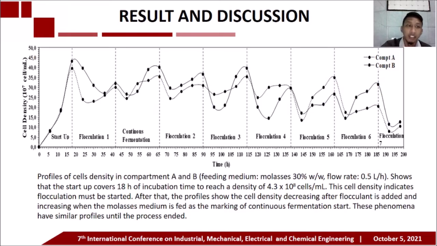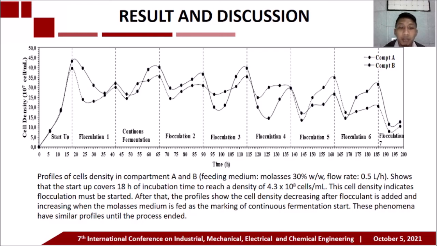In the result and discussion, the profile of cell density in compartments A and B, with feeding medium of molasses 30% at a flow rate of 0.5 liter per hour, shows that after 18 hours of incubation time the cell density reached 4.3 multiplied by 10 to the power of 8 cells per milliliter. This cell density indicated that flocculation must be started.